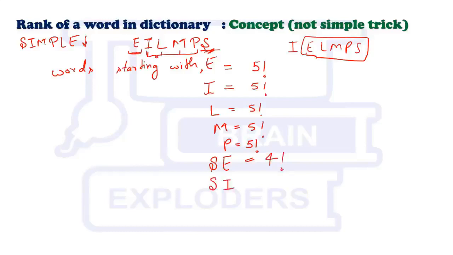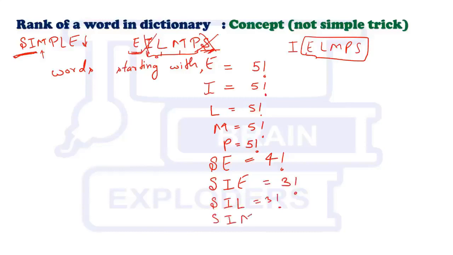Again we have reached I. See, when we obtain the sequence which is given in the word, we just move to the next place and eliminate those elements from the given word. S and I are now on their position. Now SIE, how many words start with SIE? There are 3 factorial. And how many words start with SIL? 3 factorial. How many words start with SIM?